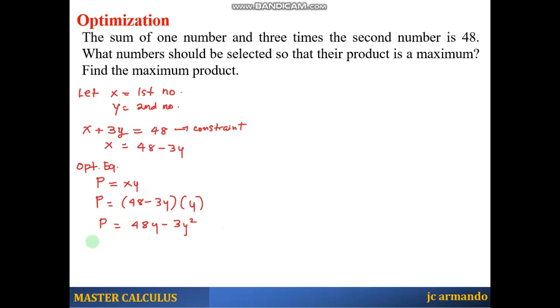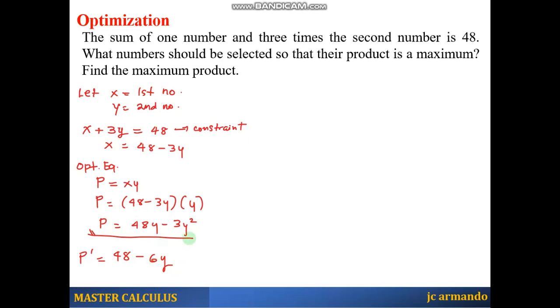Then, we get P prime. So, that is derivative of 48y is 48. Derivative of 3y squared is 6y. Take note that this is not implicit. Yung y dyan kasi is just a representation. Pwede mong gawing m, n, p, q, etc. Parang x lang yan. Assume mo na x siya. Derivative of 48y is 48. Derivative of 3y squared is 6y.